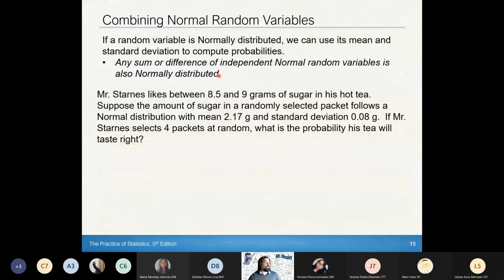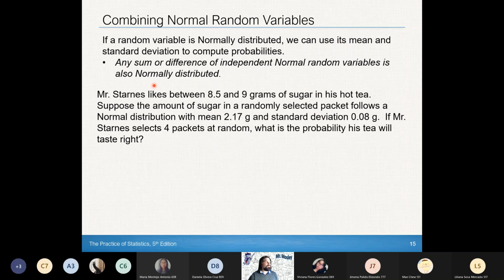So now we're going to look at combining normal random variables. Remember, if it's a normal random variable, it is continuous. So now we're moving from discrete to continuous. If a random variable is normally distributed, we can use its mean and standard deviation to compute probabilities. Hooray! Any sum or difference of independent normal random variables is also normally distributed. Right, so this is nice. If we start with two normal random variables and we combine them in some way, we still have a normal random variable as the result.